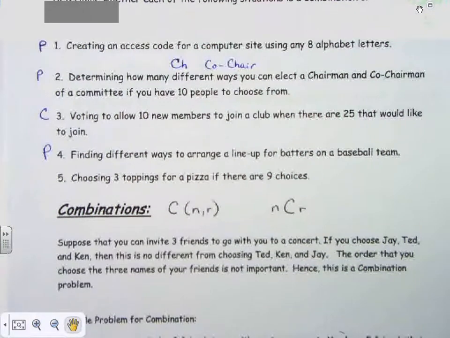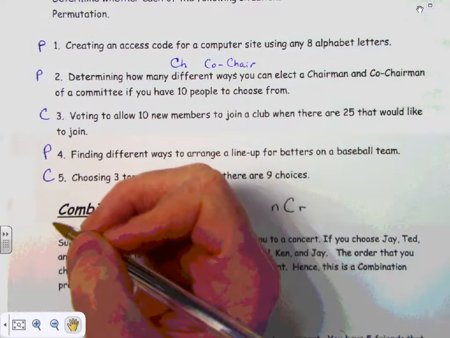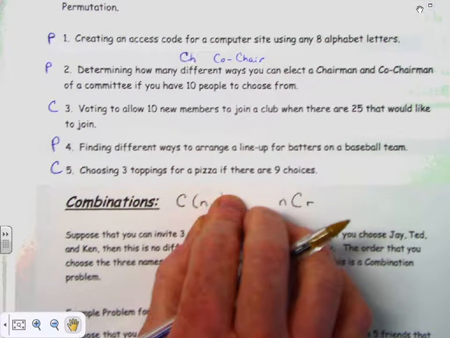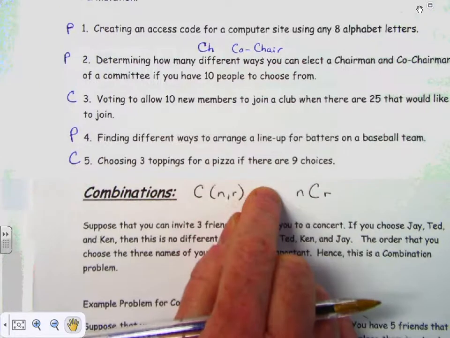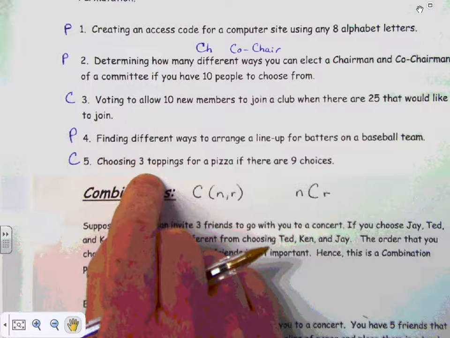Choosing 3 toppings for a pizza when there are 9 choices. I can pick any 3 and which one I pick first doesn't have any effect on what I pick second. So it's a combination. It's not making you choose a first, second, or a third. You get to pick any 3. But there's only 9 choices. Right. But you can pick any 3 in any order and they'll still wind up on your pizza just fine. It's not going to affect it.